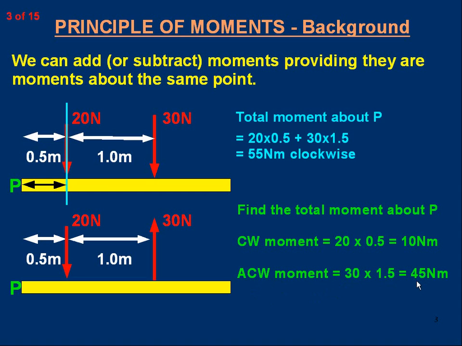So we've got two moments, but they're in opposite directions. Now the biggest one is 45 anti-clockwise. Some of that is basically cancelled out by the 10. So to get the total, we've got 45 anti-clockwise and 10 clockwise. The total will be 45 minus 10, which is 35 Newton meters anti-clockwise. Now, it's very important that you understand what's on the screen, so if that's not clear, pause, read it through carefully, and make sure you have got the idea.